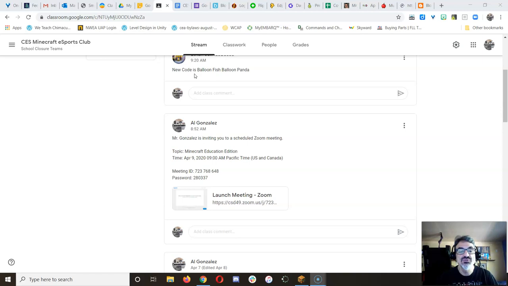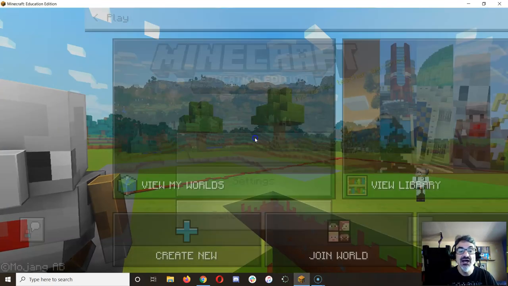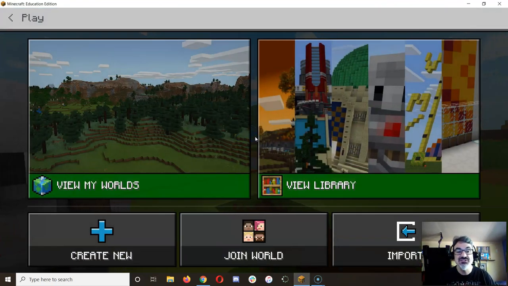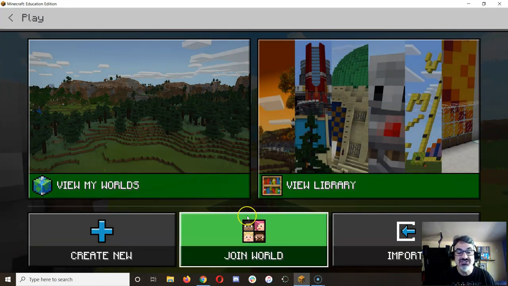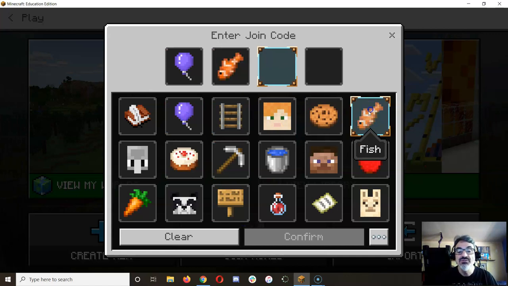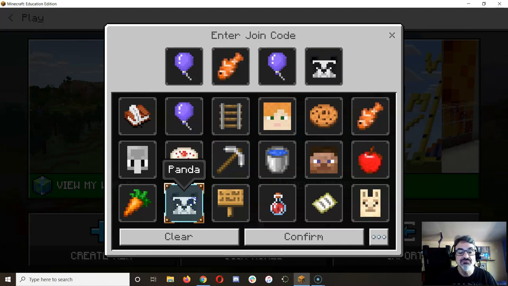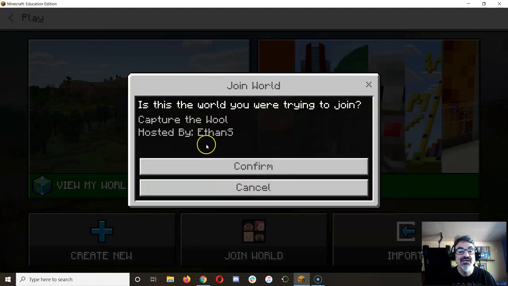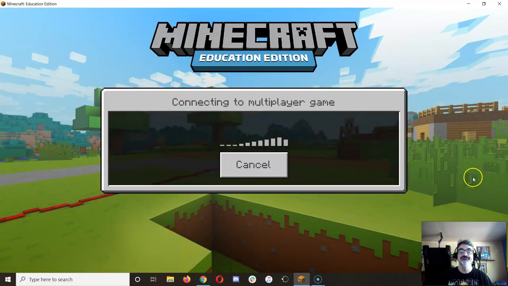didn't work, so we told him to restart the game, and he did. The new code is Balloon Fish Balloon Panda, and one of my other students was able to join. But then when I go to join, now I've restarted Minecraft Education Edition, I've restarted my computer. I go Balloon Fish Balloon Panda, and it is Capture the Wool, hosted by Ethan. That is correct.